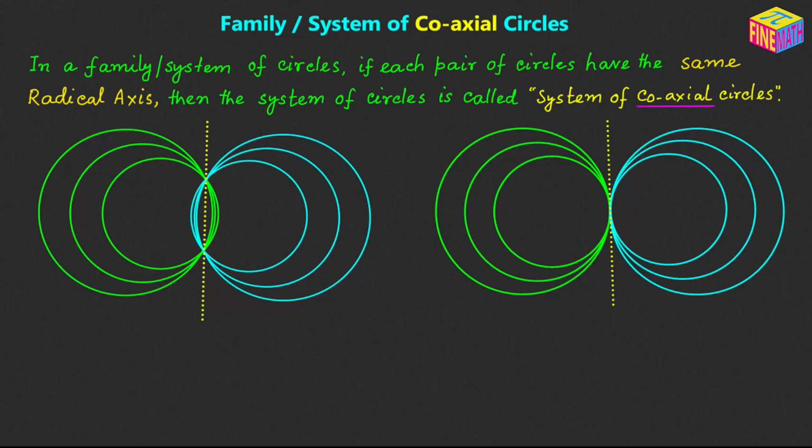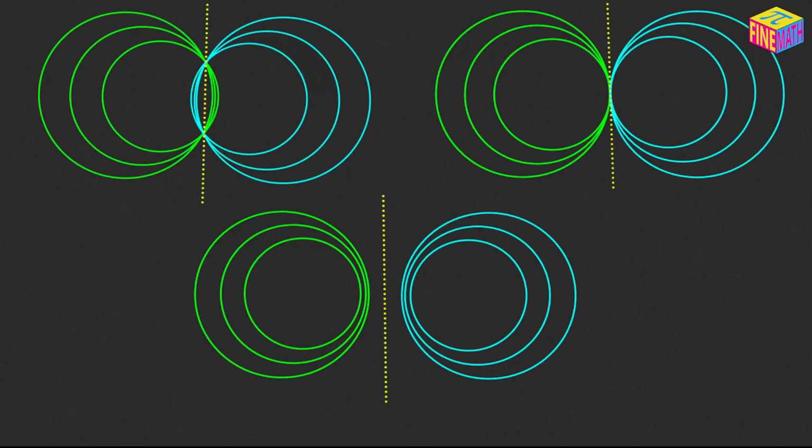Here again I have presented 6 circles and the radical axis, and as you see the circles actually touch each other, and if you pick any two circles from this system, the radical axis would be the same yellow dotted line. Let's also take a look at another example. Here I have another example where the circles don't intersect or touch, and here again I have presented 6 circles and also the radical axis, and you can pick any two circles from this system. The radical axis will be the same yellow dotted line, and this type of a system of circles would be called a system of coaxial circles.